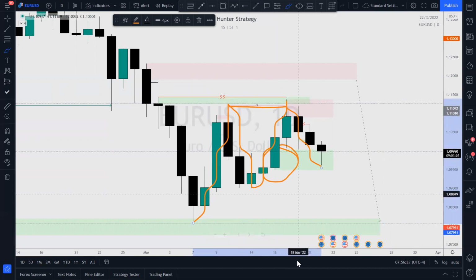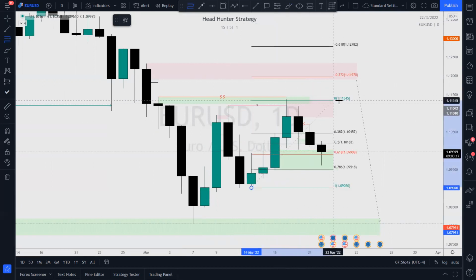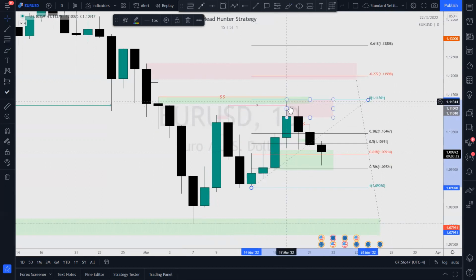Here we are on this pullback. On its own, there is an impulse and a correction here. This is the impulse, and the top of this is where the correction starts, this pullback. We've already come back to the 618 golden ratio. We've already come back and beyond that, that's 786. If this candle closes in this fashion, and we got what, 9 minutes?